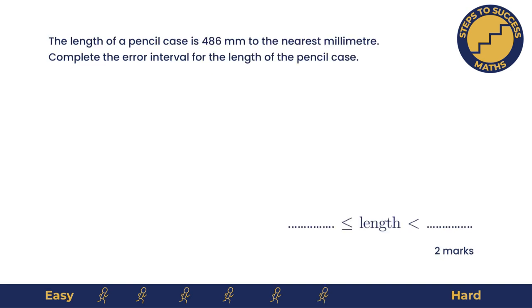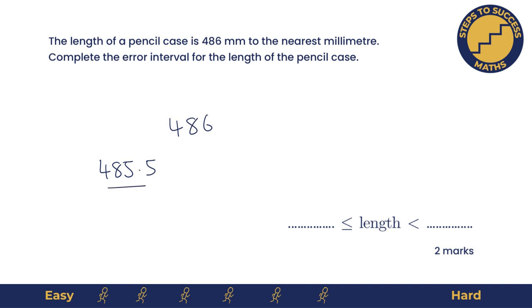The length of a pencil case is 486 millimetres to the nearest millimetre. Complete the error interval for the length of the pencil case. So this one, we need to find the lowest value and the biggest value we could have measured the pencil case to and then rounded it to get 486. So you're going to the nearest millimetre, so you need to go point something. So you've got 485.5 because that would still round to 486.